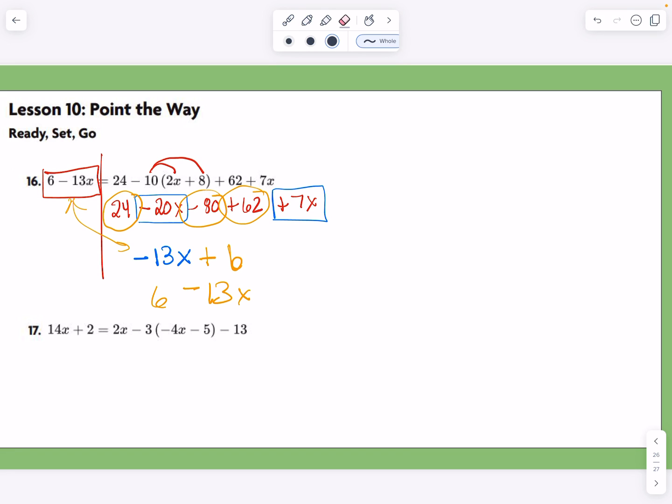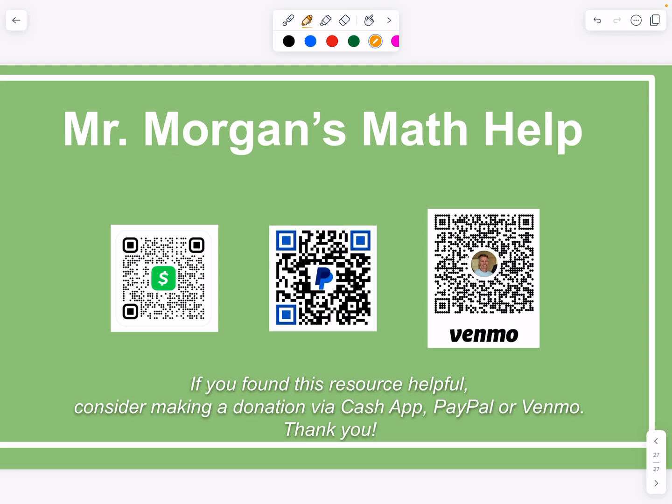Number 17, same idea. We can see here, distribute, distribute. So once again, we're at 2x. We're going to say adding 12x, adding 15, subtracting 13. We combine our like terms, and we have 14x, which matches that one. And then 15 minus 13 is a positive 2, or add 2, which matches that part there.